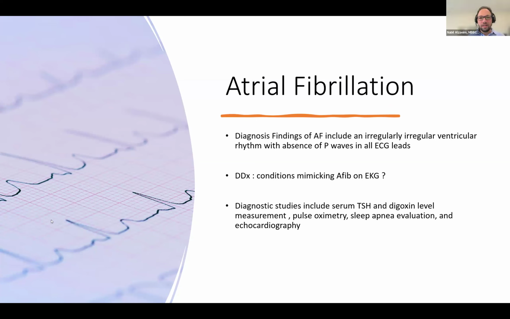All right. So we're talking about AFib. Do you hear that part? Yes, it's better. Yep, much better. Okay.